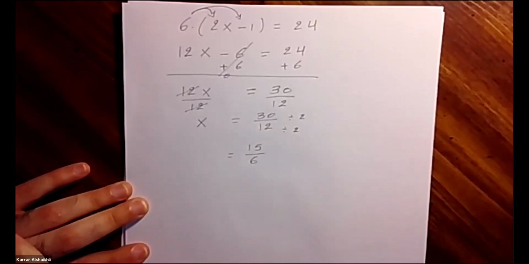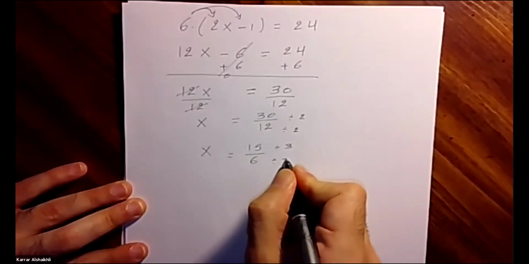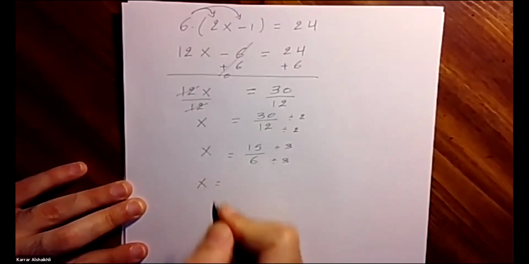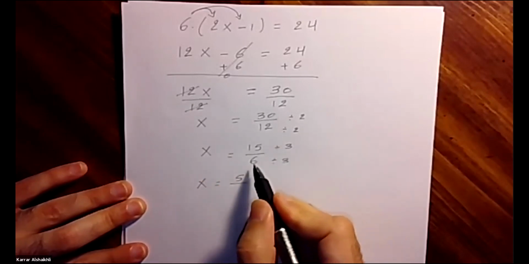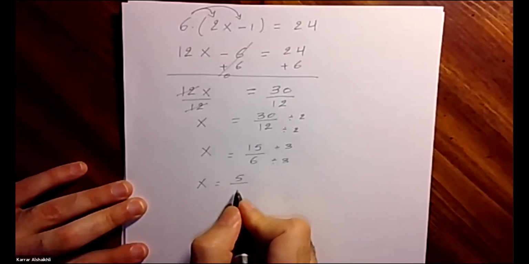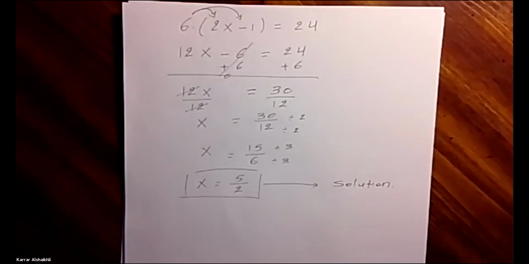Can I simplify it more? Yes, by 3. Perfect. So divide by 3, divide by 3. x is going to be equal 15 divided by 3 is going to be 5, 6 divided by 3 is 2. Can I simplify it more? No, this is the solution. That's it for this example.